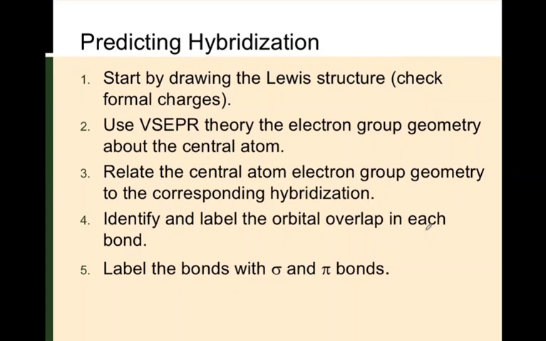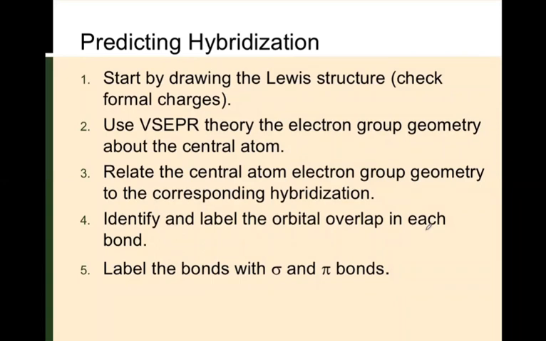Okay, so this is the list of instructions which I told you about earlier. Predicting hybridization. The first thing that we do is draw the Lewis structure and check the formal charges to make sure we have the correct Lewis structure. We then use VSEPR theory to obtain the electron group geometry about the central atom. So we look at bonding pair repulsion and lone pair repulsion, and we try to determine if it's going to be tetrahedral, octahedral, or trigonal bipyramidal for our electron domain geometries. Then we relate the central atom electron group geometry to the corresponding hybridization.